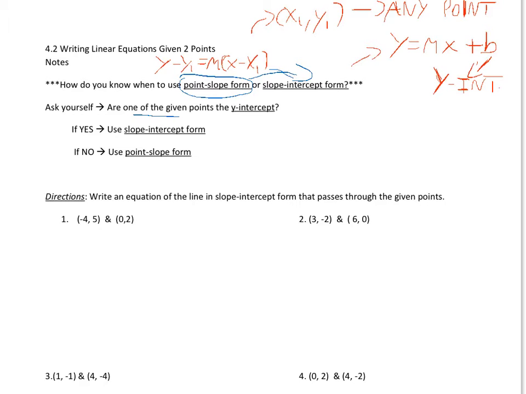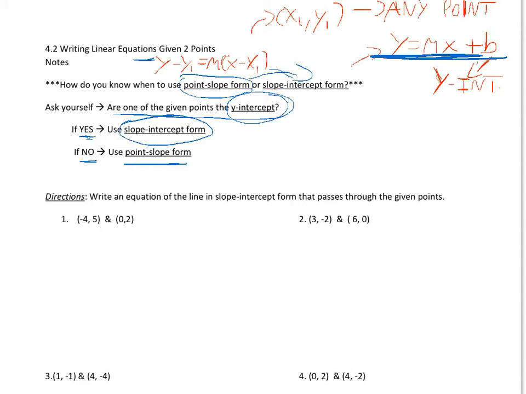We're going to be given 2 points. We want to ask ourselves, is one of the points that we're given the y-intercept? If the answer is yes, then we can go right to slope-intercept form. I don't have to put it in point-slope form. But if the answer is no, then we have to use point-slope form and then get it into y equals mx plus b. This right here is point-slope form. Y equals mx plus b is slope-intercept form.